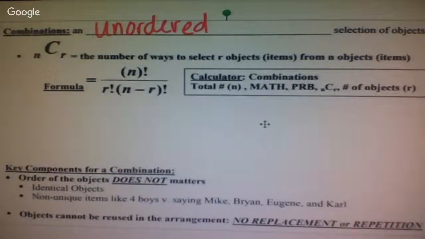N is still how many items, and R is still how many you need to put in order. If you actually use the C button on your calculator, you don't have to divide by the factorial. It will do it for you. I'm going to show you where they all are. I promise.